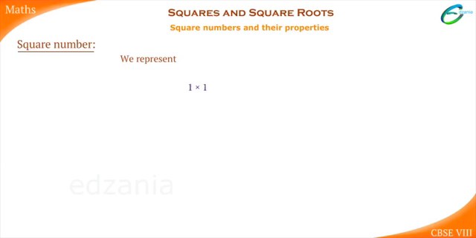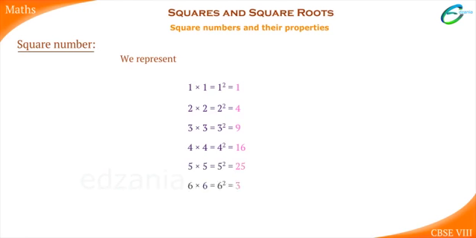1 into 1 is equal to 1 square, which is equal to 1. 2 into 2 is equal to 2 square, that is equal to 4. 3 into 3 is equal to 3 square, which is equal to 9. 4 into 4 is equal to 4 square, which is equal to 16. 5 into 5 is equal to 5 square, that is equal to 25. 6 into 6 is equal to 6 square, which is equal to 36.